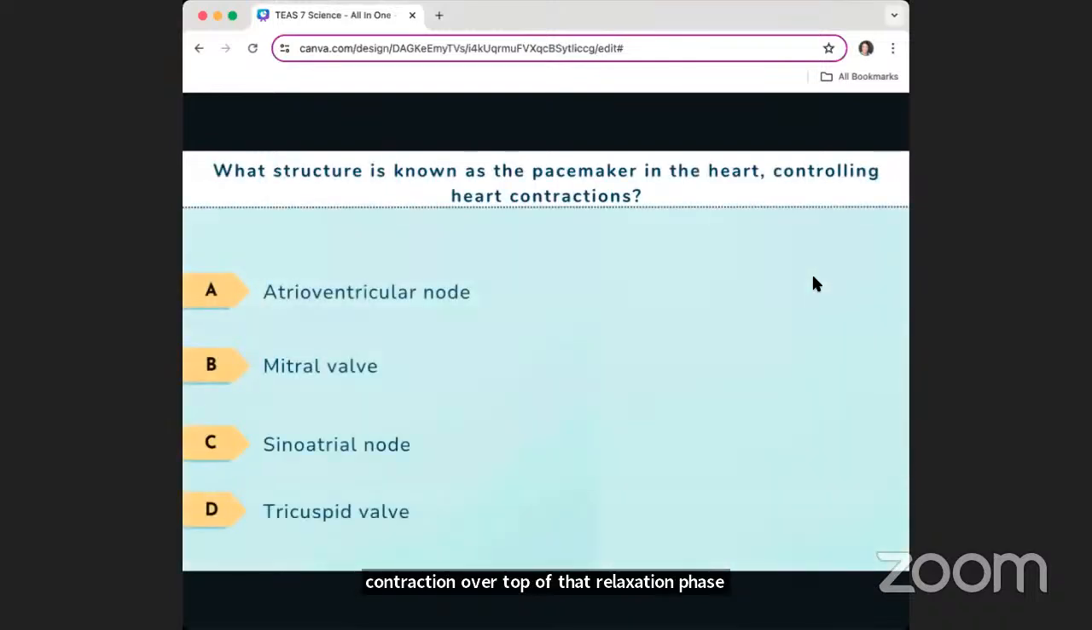Let's do one more check-in. What structure is known as the pacemaker in the heart, controlling those heart contractions? I'll give you 1 minute to think about your answer for this question.